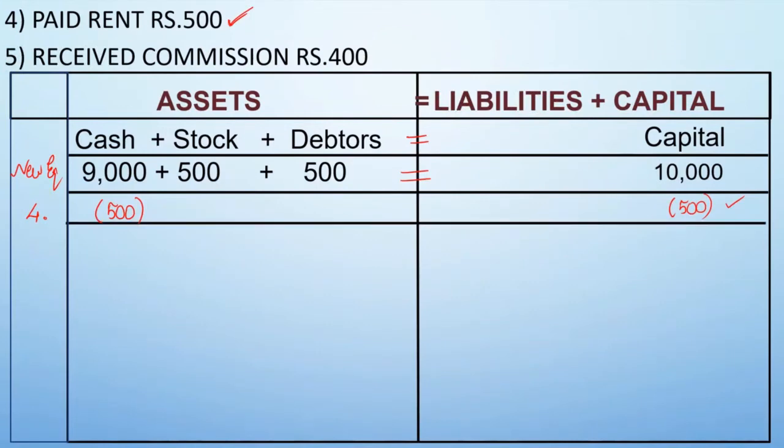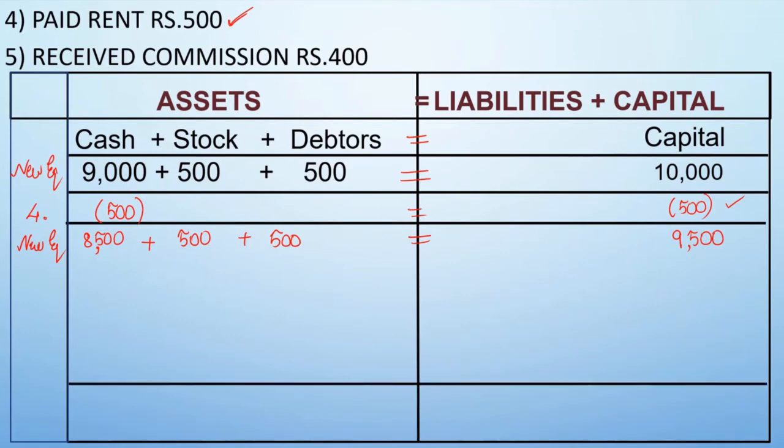After that, we have to derive the new equation. So let's derive the new equation for the same. The new equation says that today we have got the cash balance of 8,500, 500 the stock balance, and 500 the balance of the debtors, which is equal to the 9,500 balance of capital.